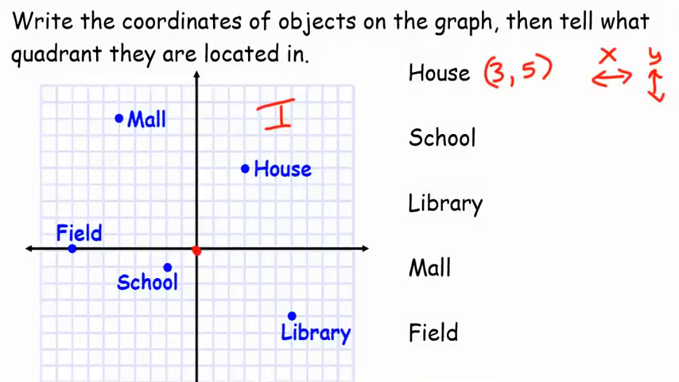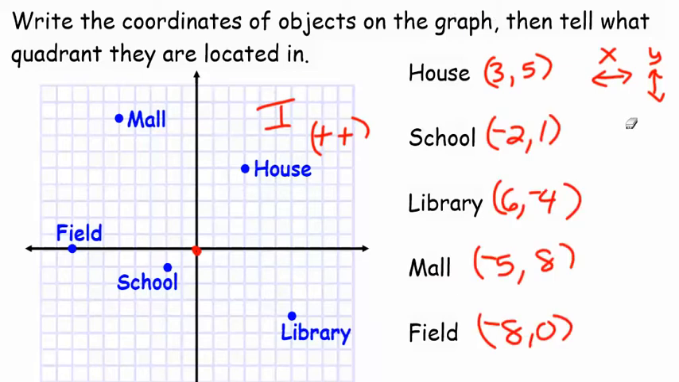All right, because the house is in quadrant 1, you know that it's positive, positive, okay? Pause the video and come back and check your work for your coordinates, okay? All right, check your answers, okay?